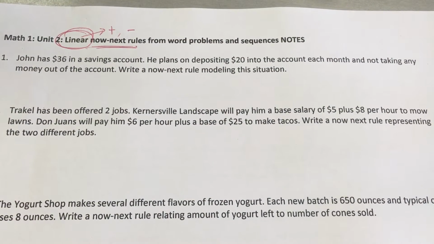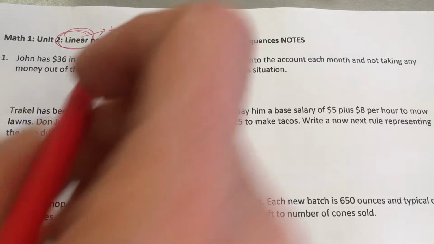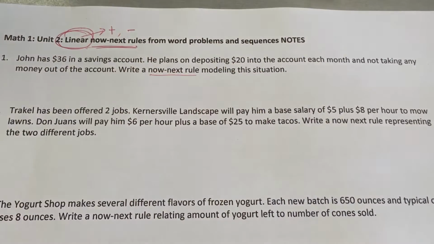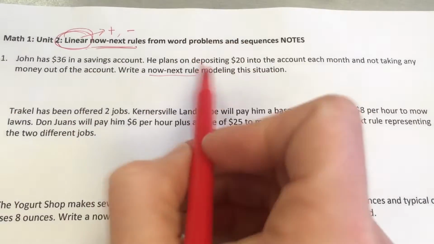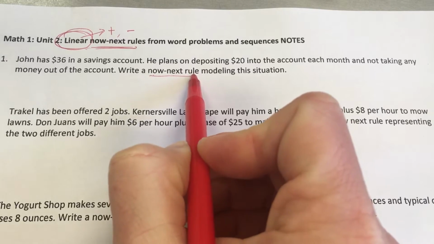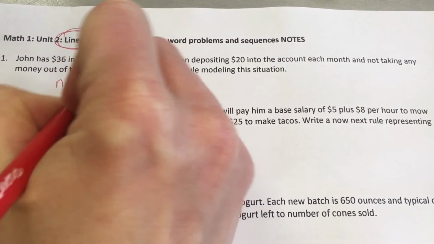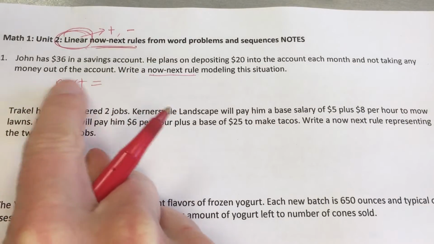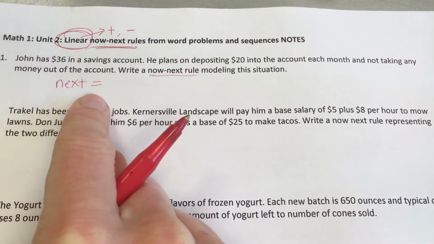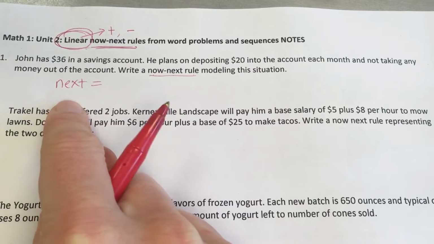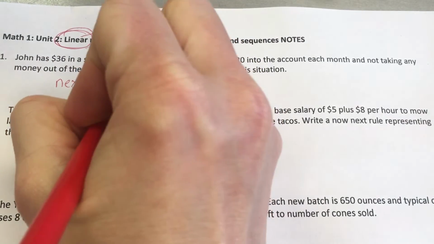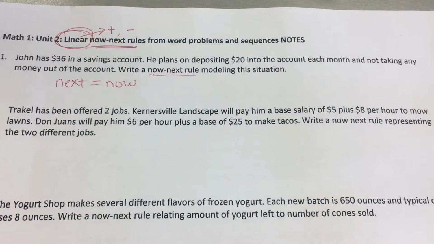Alright, so number one, John has $36 in a savings account. He plans on depositing $20 into the account each month and not taking any money out of the account. Write a now-next rule modeling the situation. So these are called now-next rules, but you actually start them off by doing next equals. So you're trying to figure out what the next thing equals. Well, in order to figure out what the next thing equals, you need to know how much he has now.